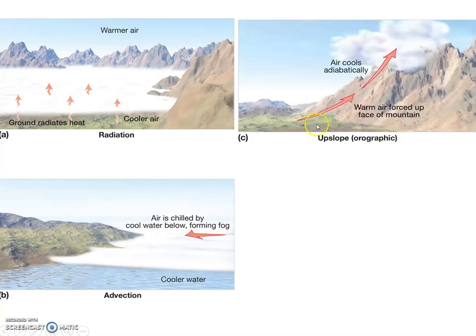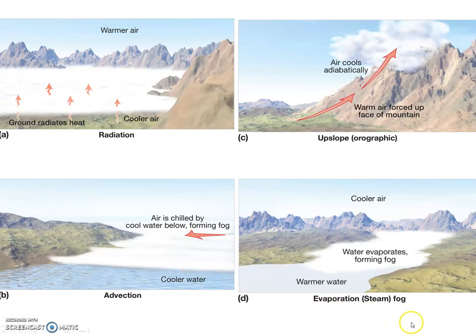Next, upslope fog or orographic fog. This is when moist, warm air is forced up a mountain and it cools adiabatically. This is just like the orographic lifting that we noted for cloud formation. But if the clouds are close to the ground surface up here, we'd call them fog. So it's the same thing.